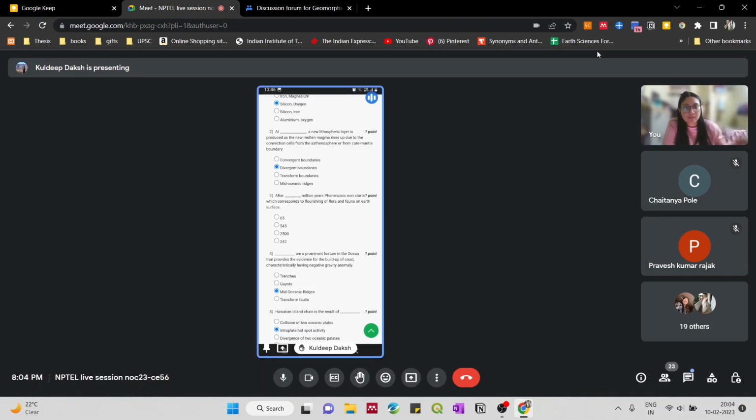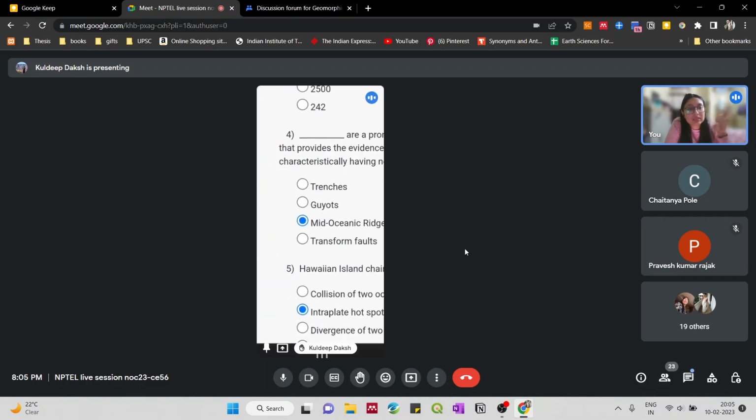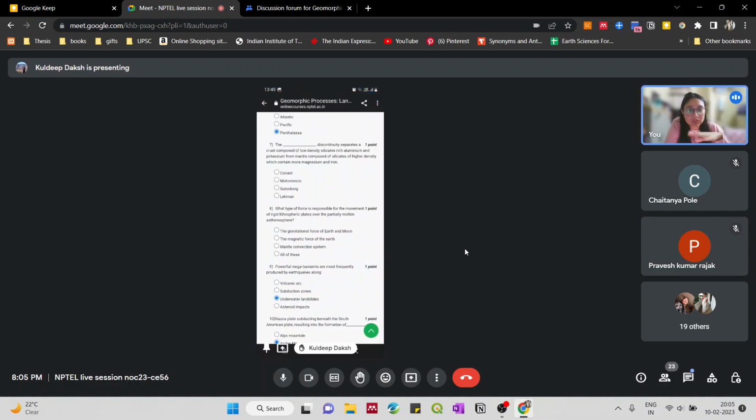Okay, so we will pick the C option. Phanerozoic eon, no, it is not C. I can only tell you that it's not C. If you go to the geological time scale, you will see where the Phanerozoic eon starts. It's an approximate number given over here.